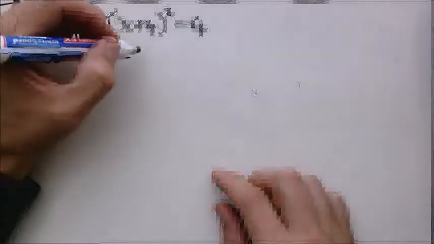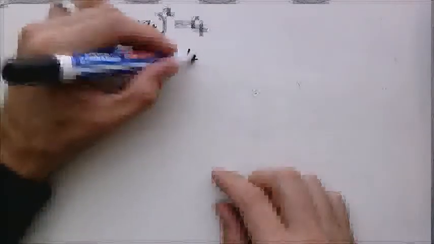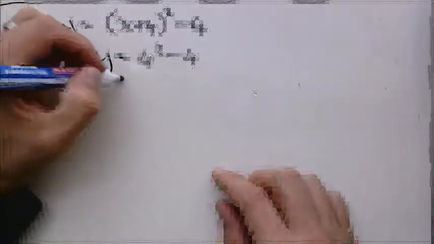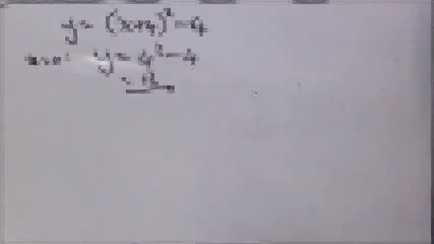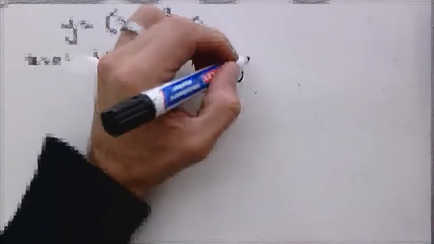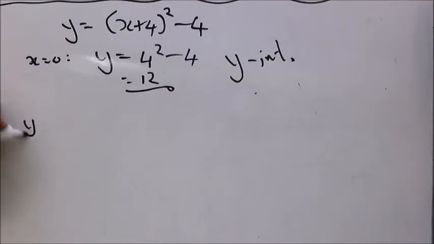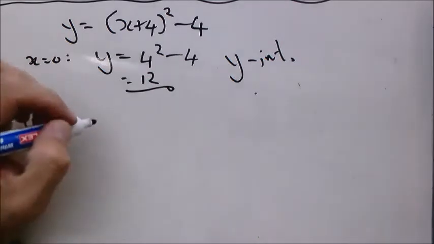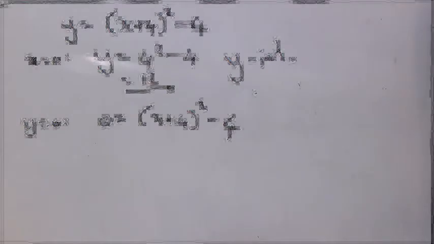So y equals 4 squared minus 4. Okay, the 16 minus 4 is 12. Okay, and this is our y-intercept. Then secondly, we are going to make y 0, and then we will get our x-intercept.